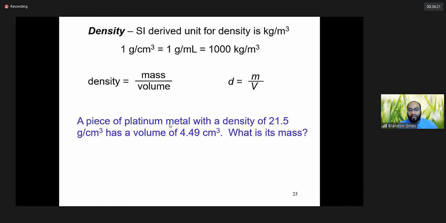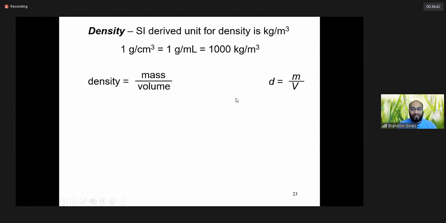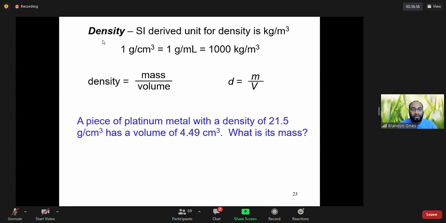So in this situation, we have a piece of platinum metal, which has a particular density, right? And this metal has a volume of 4.49. What is its mass, right? So you'll often run into problems like this where you have this situation. They want you to calculate the mass from the density and volume of a metal.